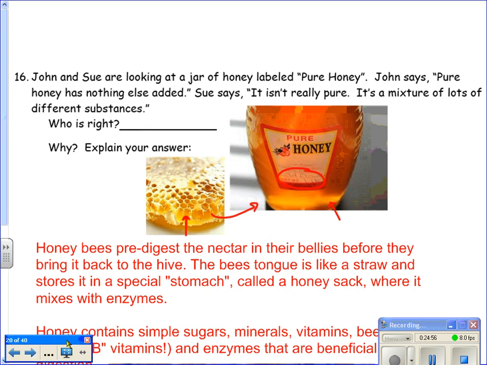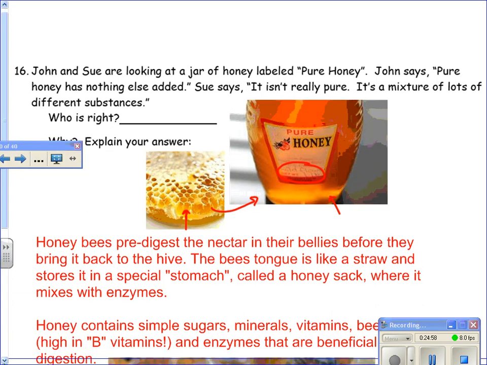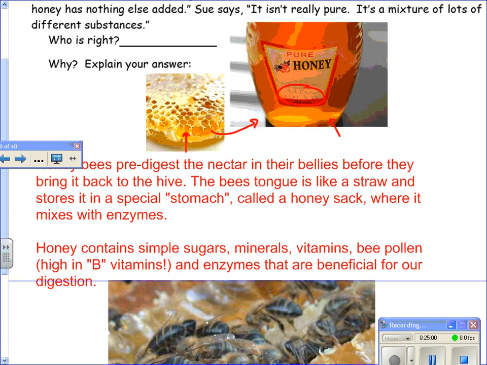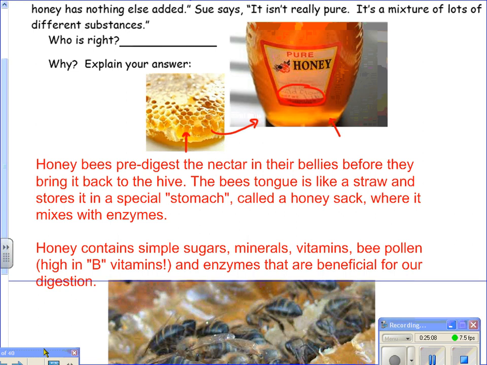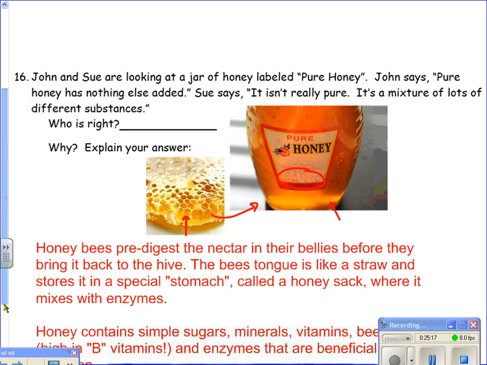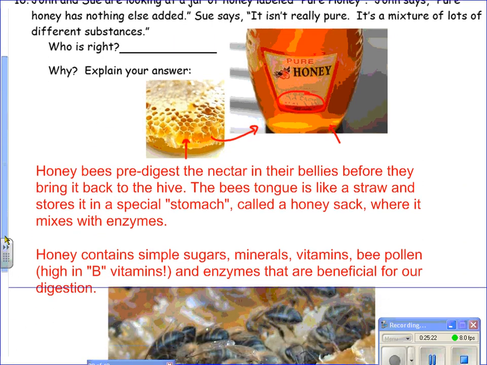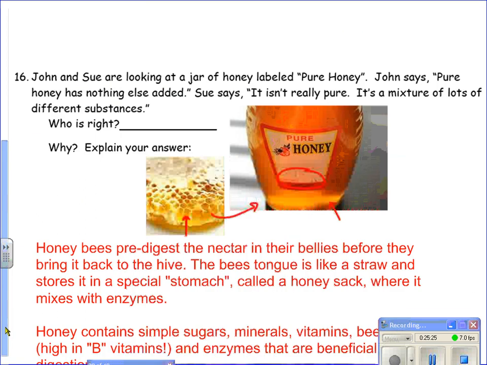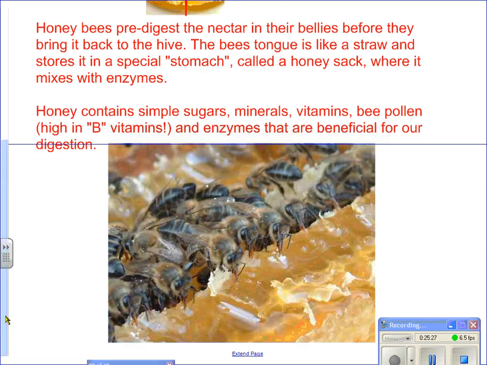Here a little bit better. Oh, I'll lift that up. There we go. All right, so honey then contains simple sugars. It contains minerals, vitamins, bee pollen. So you know those honeybees, when they're going into the flowers, they're actually picking up some of the oops. Here. Now why won't you go down there? There we go.